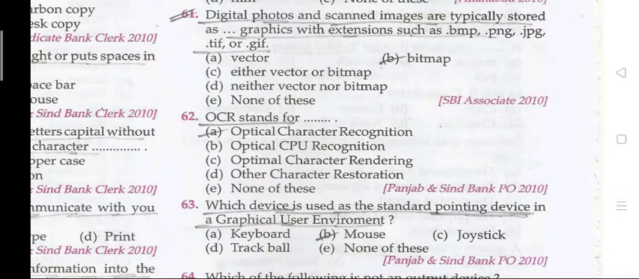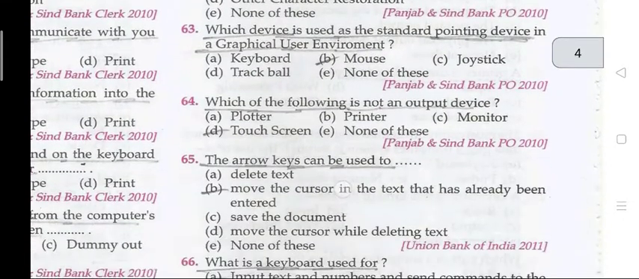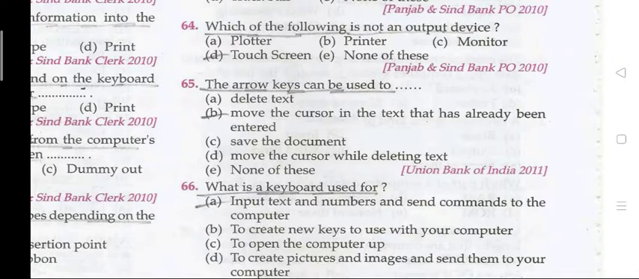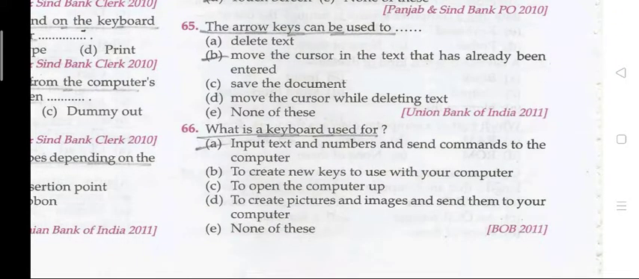OCR stands for optical character recognition. Question 63. Which device is used as the standard pointing device in a graphical user environment? Mouse. Which of the following is not an output device? Touch screen. Question 65. The arrow keys can be used to move the cursor in the text that has already been entered. Question 66.